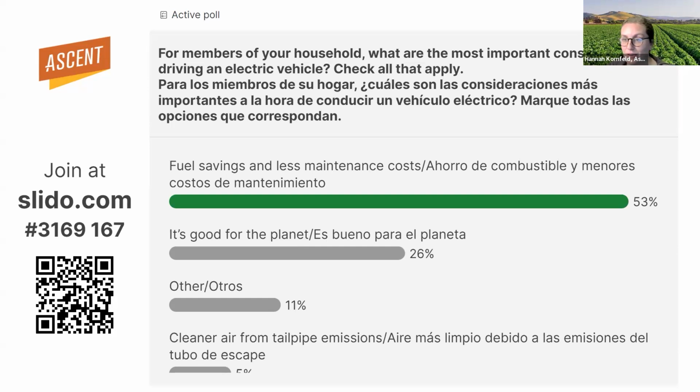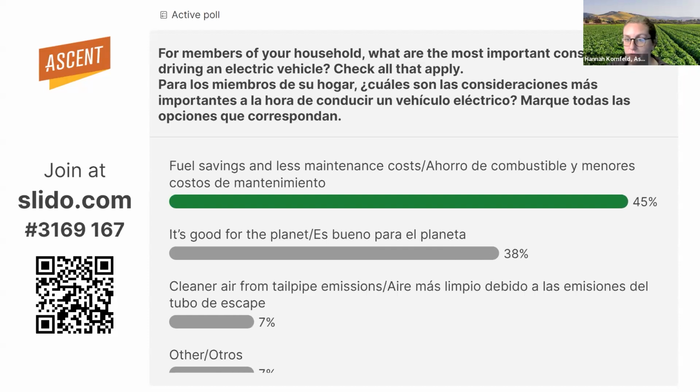So it looks like of those who have responded, fuel savings and less maintenance cost are the most important to consider for driving an electric vehicle, followed by the fact that it's good for the planet.